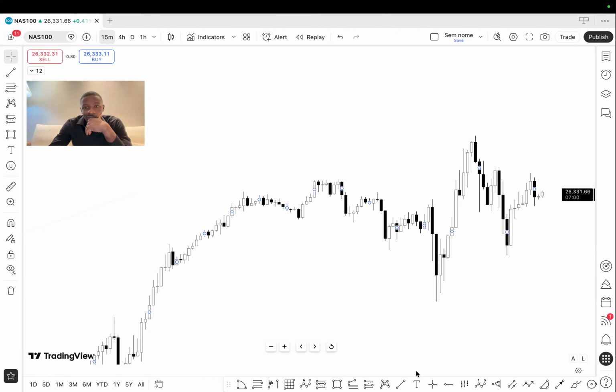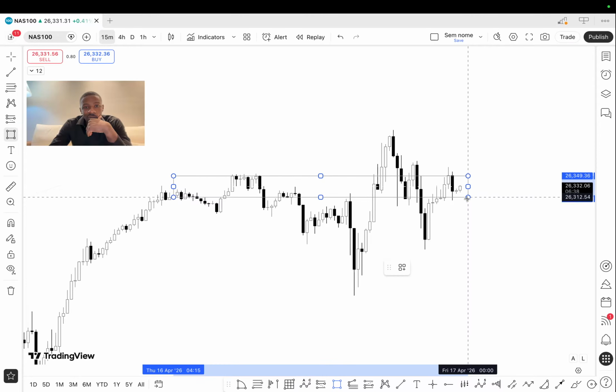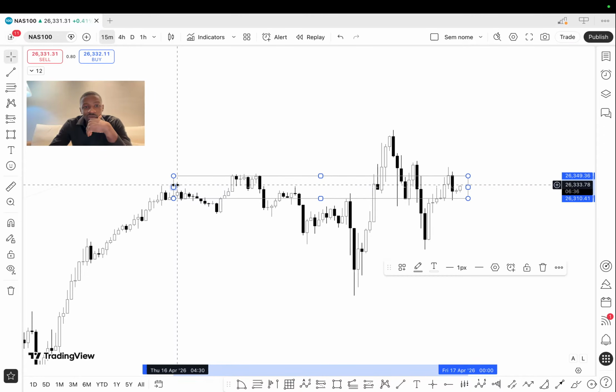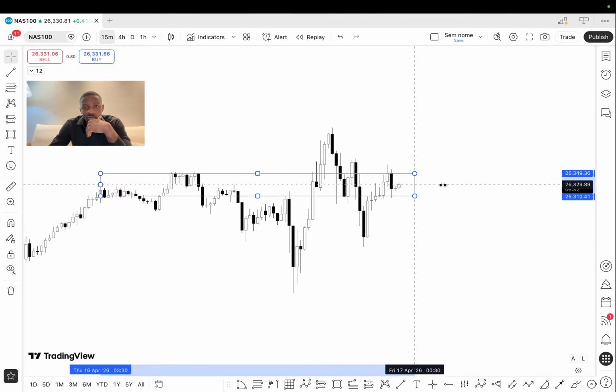this was the current resting place. We could say that this was the support level that it just created, but I believe that it's going to go buy above that. So I can say that this level here, on the 15 minutes, is a zone.